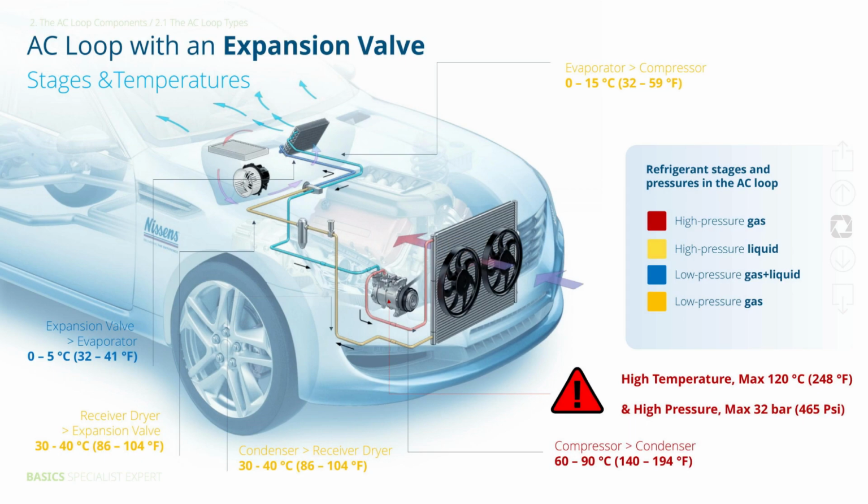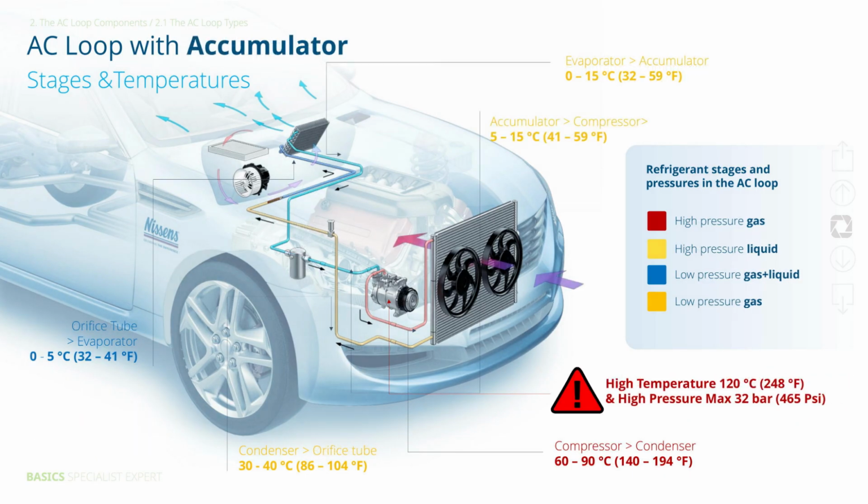In an expansion valve AC loop, the refrigerant changes pressure and temperature as it moves through each component. It leaves the compressor hot, cools in the condenser, stabilizes in the receiver dryer, drops sharply at the expansion valve, and absorbs heat in the evaporator before heading back to the compressor.